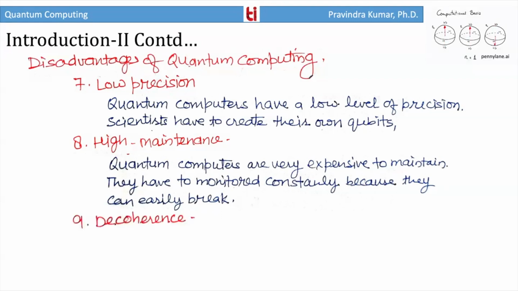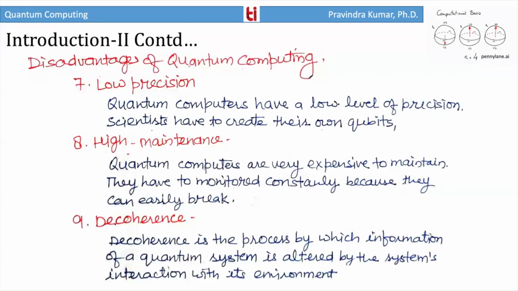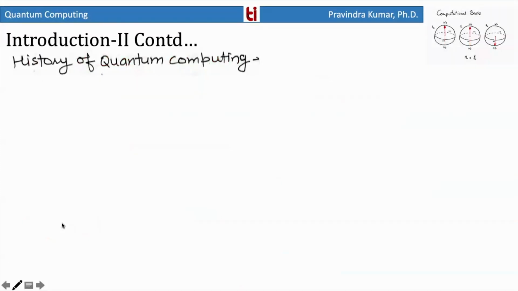Another disadvantage is decoherence. Decoherence is the process by which information of a quantum system is altered by the system's interaction with its environment. The coherence time means how long a qubit maintains the superposition. It may be around 10 to 100 milliseconds. There are many causes of decoherence: thermal noise, electromagnetic radiation, and imperfect isolation of qubits. So after this, we are coming to the history of quantum computing.